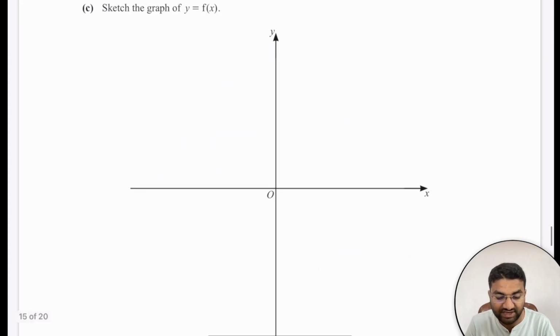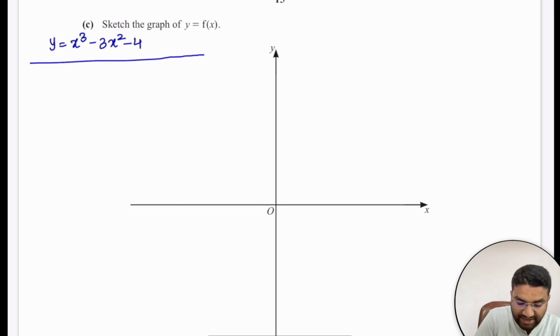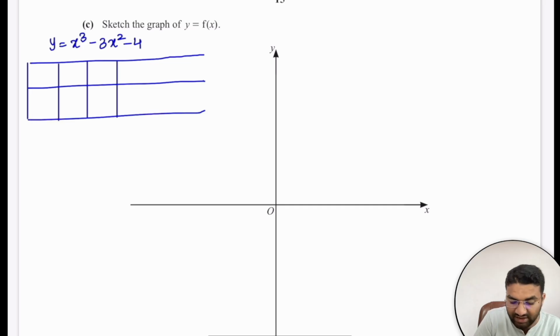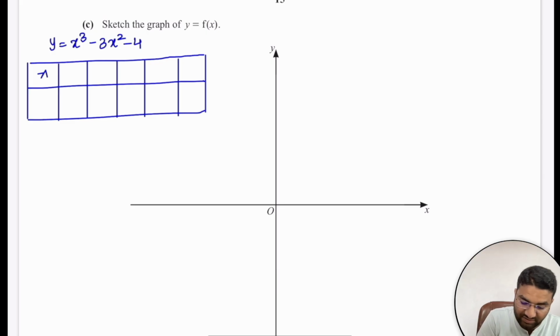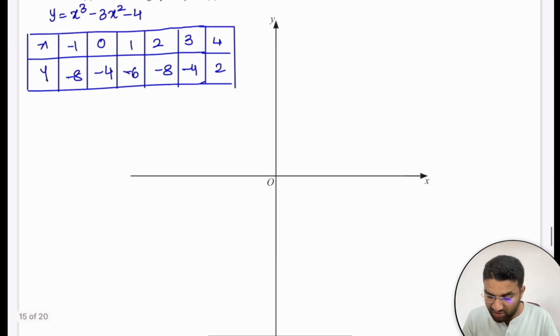Next question is to sketch the graph y is equal to f of x. So for that, y is equal to x cube minus 3x square minus 4. Prepare a simple x and y table. Negative 1, 0, 1, 2, 3, that's enough to draw the graph. For x is negative 1 you get negative 8, then negative 4, then negative 6, negative 8, then negative 4, and for x is equal to 4 you will get 2. That is what you have to sketch.